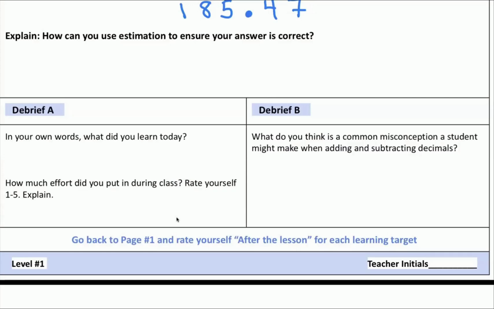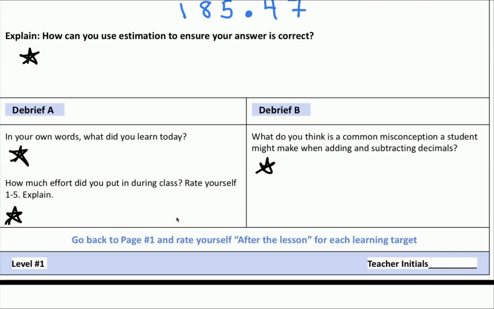Make sure to complete the rest of this page if you haven't. So this problem here, as well as our debrief questions. In your own words, what did you learn today? How much effort did you put in during class? 1 is the lowest, 5 is the highest. And what do you think is a common misconception or a common mistake when students are adding and subtracting decimals?